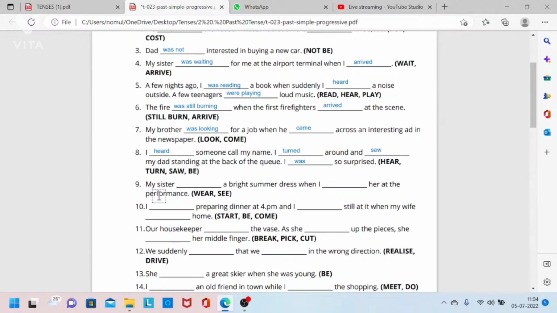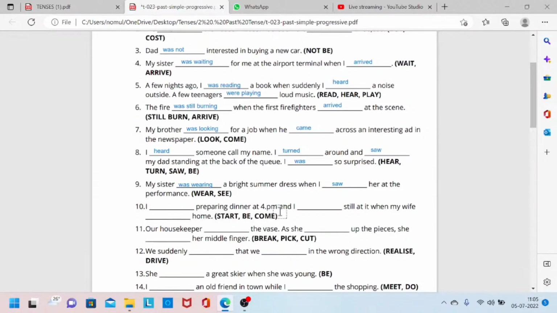Let us move to the 9th. That is, my sister ___ a bright summer dress when I ___ her at the performance. So my sister was wearing a bright summer dress when I saw her. Okay, when I saw her at the performance. Am I right? I hope I am right. Yes, I am right.